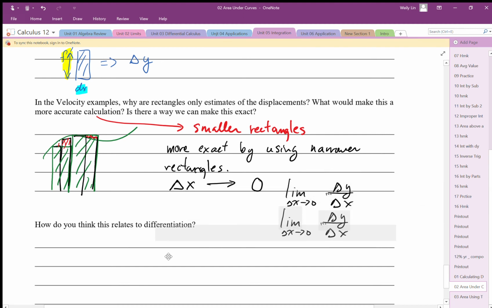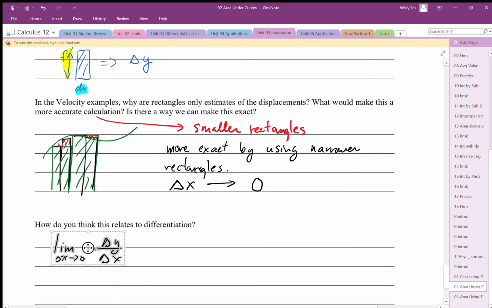So does it relate to differentiation? Yes, it relates through this: we let delta x go to 0. Now, this is in derivatives. Now we're going to do something slightly different. We're going to take the sum of f prime times delta x, from x equals a to x equals b.